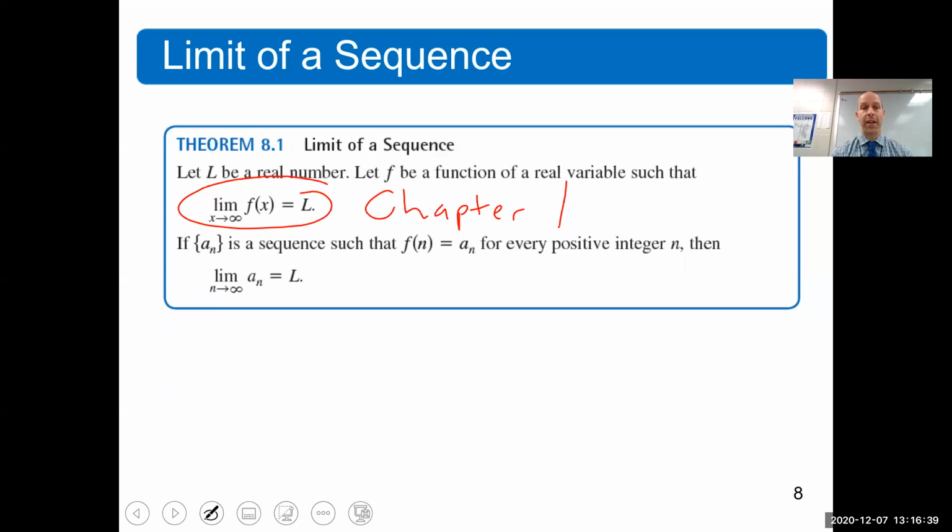Now look at it for a sequence. If the sequence a sub n is a sequence such that f of n is equal to a sub n for every positive integer n, then the limit of the nth term of that sequence as n goes to infinity will also be equal to L. So this is connecting the ideas from what we've done with function analysis to that of sequences.